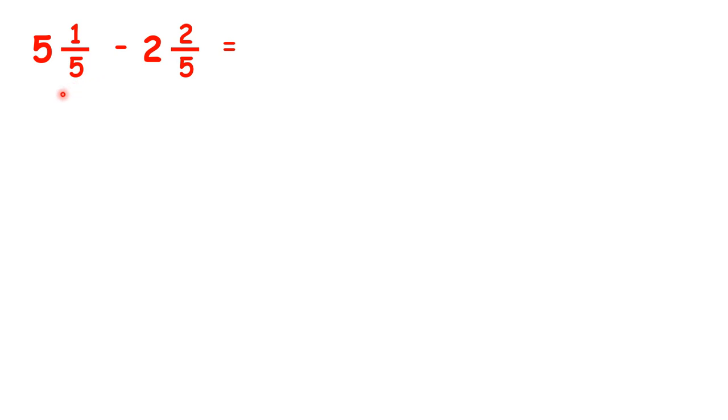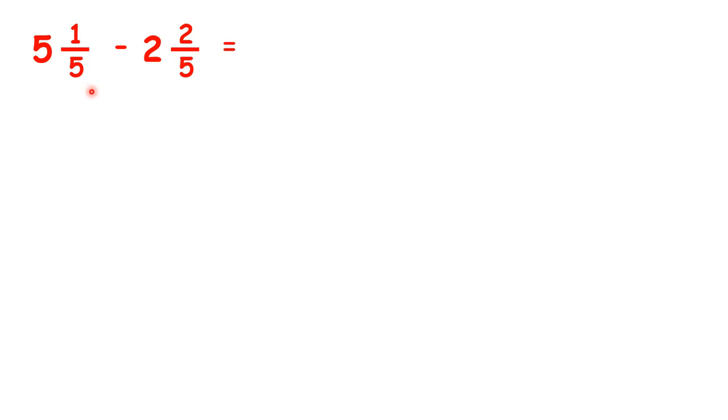Now look at this question. At first, it looks easier than those we've completed so far because we have the same denominators in the question. But what problem will we have if we try to take 2 2/5 away from 5 1/5? Well, we can do 5 take away 2, but if we only have 1/5, we can't take 2/5 away.